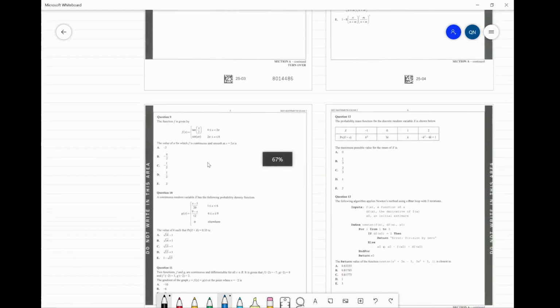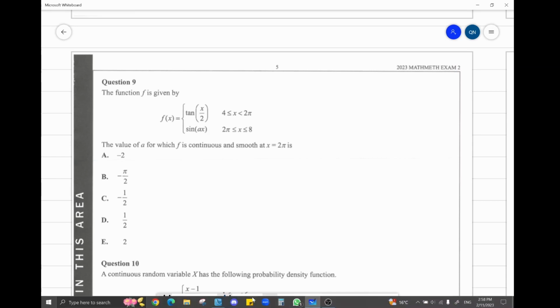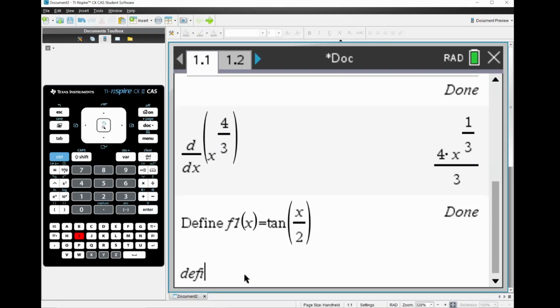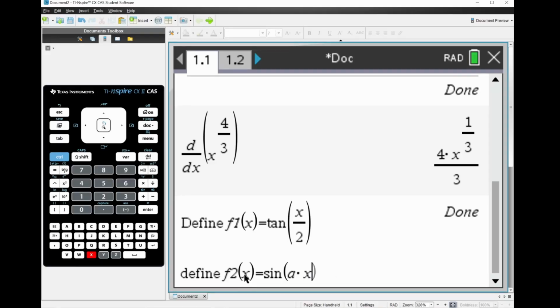Question 9. We have f of x is this piecewise function. The value of a for which f is continuous and smooth at x equals pi on 2 is... Okay, continuous and smooth. So what we can do, let me think, is define these two parts separately. I'm going to define f1 of x to be equal to the tangent of x on 2, and I'm going to define f2 of x to be equal to sine of a times x.